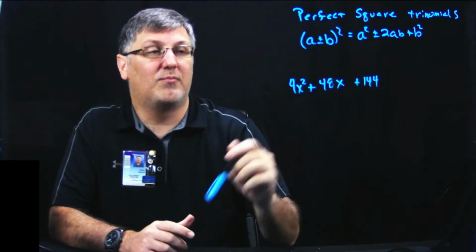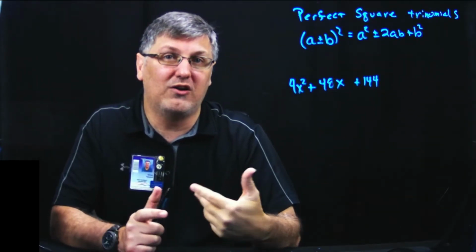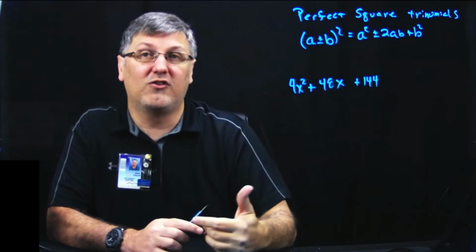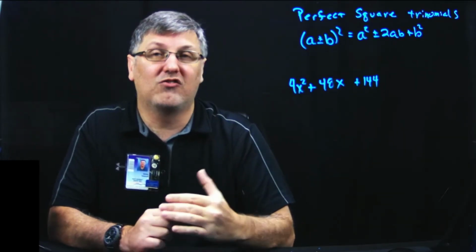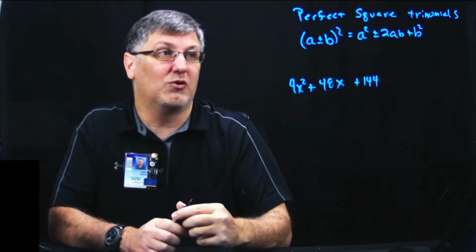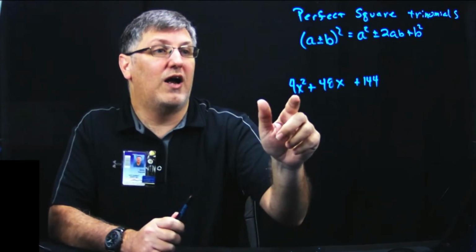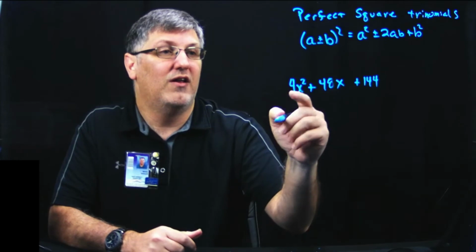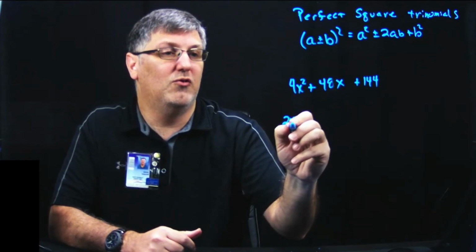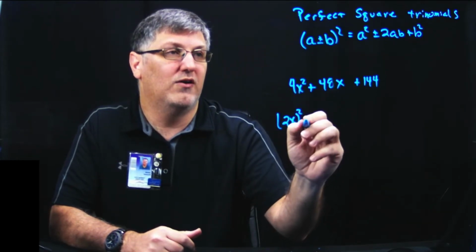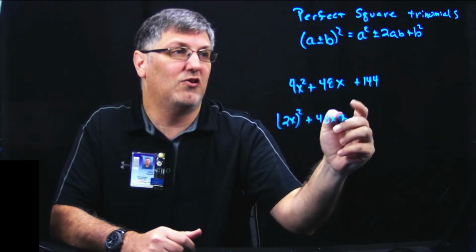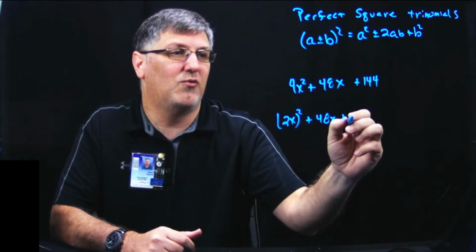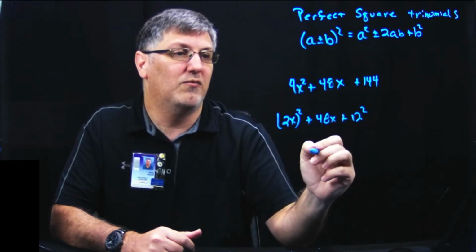So I have an example here. This is a little bit trickier to look at. You could factor this with the AC method of factoring that we'll be talking about later on, but it's longer. This is just a shortcut. So what I'm going to look at is I have a potential a here. The square root of 4x squared becomes 2x. I'm just going to leave my 48x here for a second, and I'm going to look here and say, well, you know what, 144 is 12 squared.